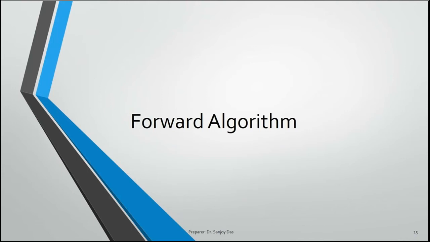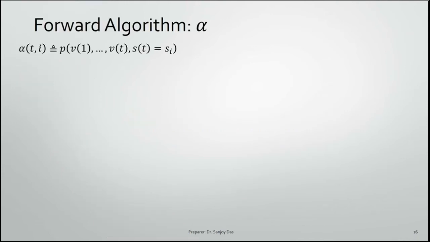Forward algorithm. For the forward algorithm, we'll first define the forward variable alpha. Alpha t comma i, where t is a time step and i is an index of a state, is equal to the probability of v1 through vt comma St equals Si.